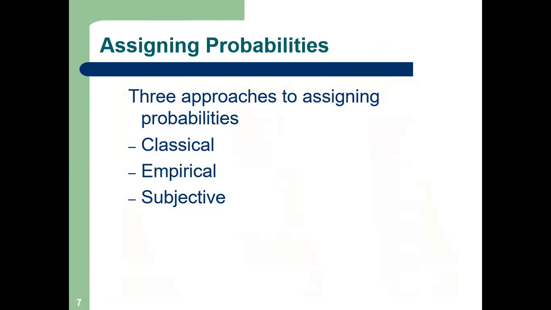Now we move on. How do we assign the probabilities? Three ways, as I told you earlier: classical, empirical, and subjective. Actually, there are two types of probabilities. One is objective probability, another one is subjective probability. Objective probability is further subdivided into two categories: classical probability or classical approach, and the other one is the empirical approach. And the other technique is subjective probability.